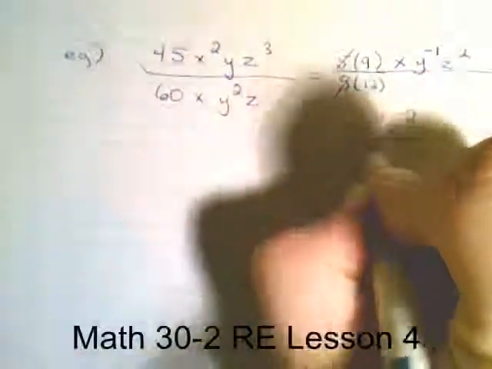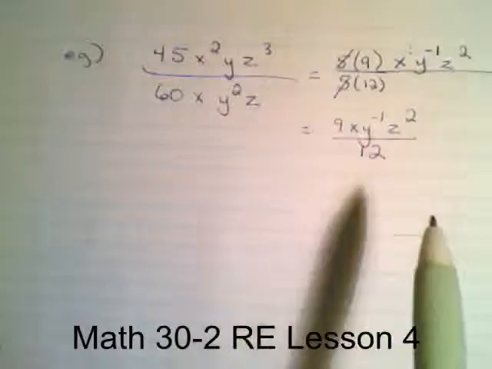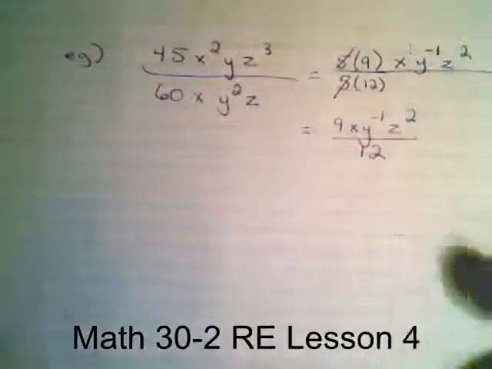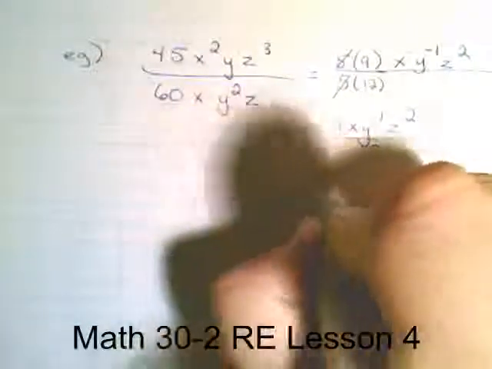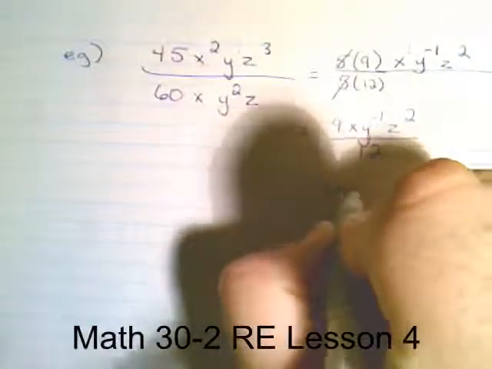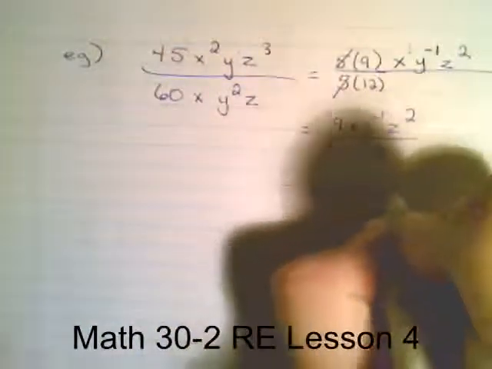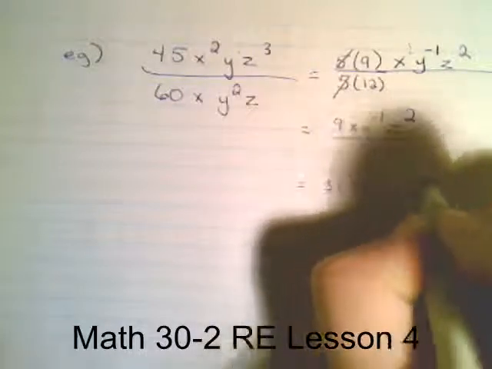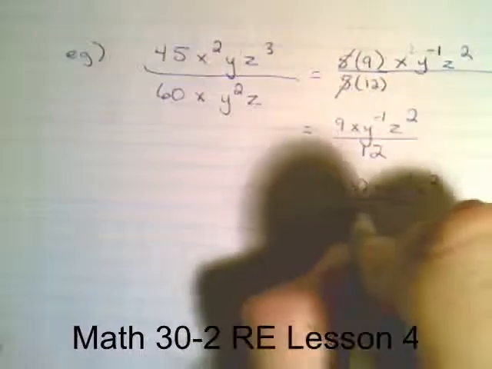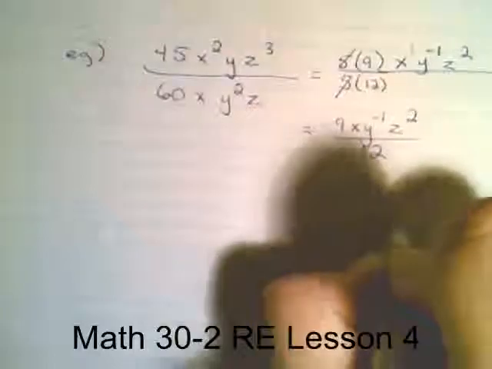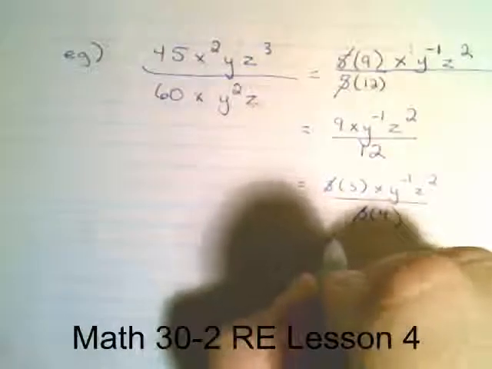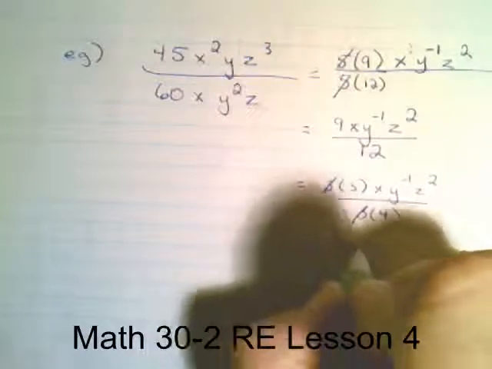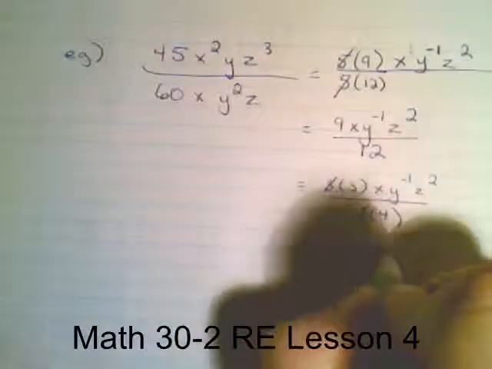Here with the z's, there was 3. I pulled out 1, so there are 2 z's. Okay, so I've got that. That's nice and easy. Then I'm going to go through, the 5's cancel, and I'm essentially going to end up with 9 times x to the power of 1, y to the power of negative 1, z squared over 12, because that's all that's left there.